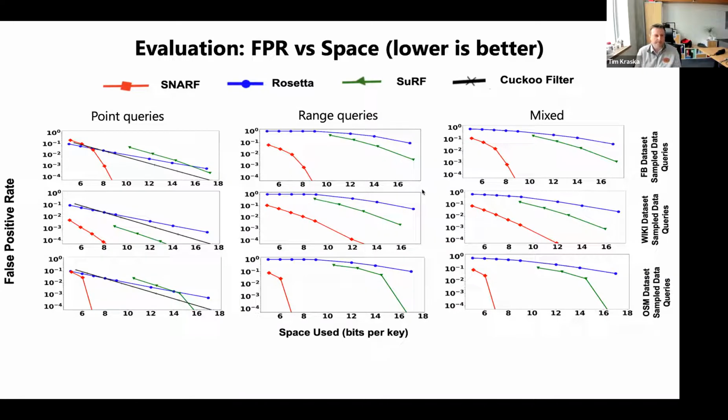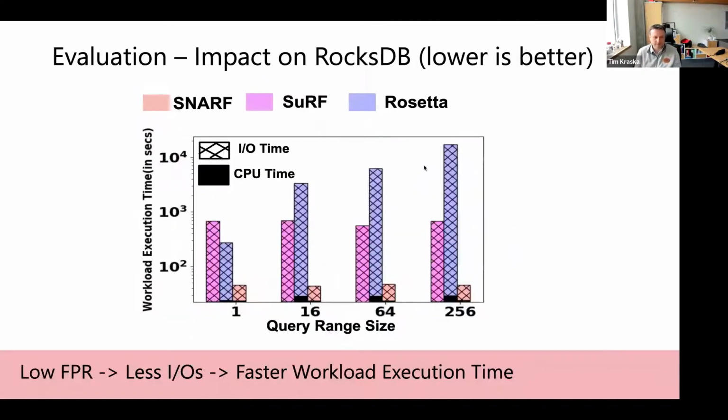We also integrated SNARF into a real system called RocksDB, very similar to what we saw before, and found that compared to Rosetta and SuRF, if SNARF is used as a range filter in this setting, it has a very positive impact on the overall execution time, because with fewer bits it can have a better false positive rate and prune out or prevent more unnecessary IOs. And we use the same setup as other papers did before, as found in Rosetta, for example.